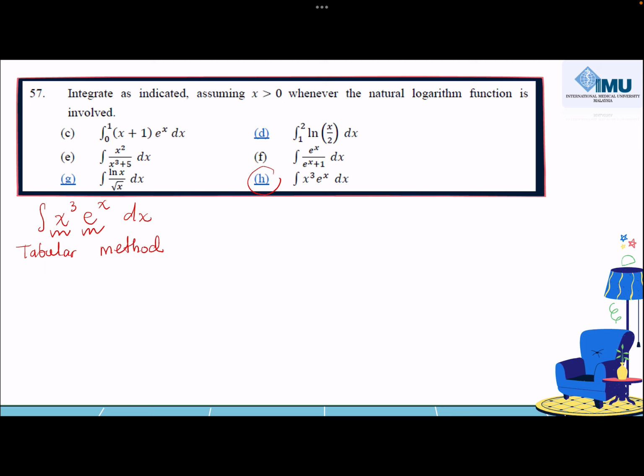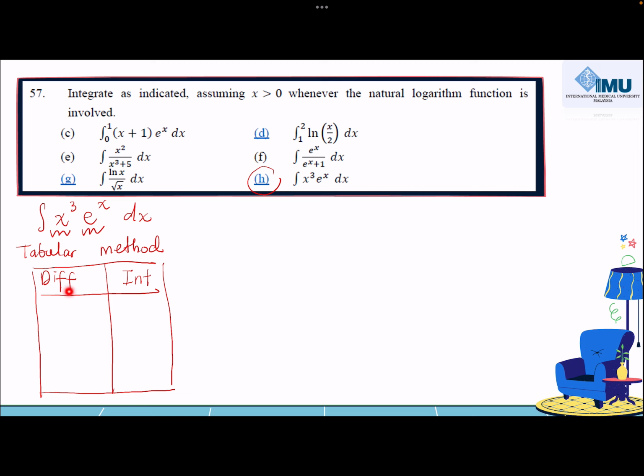Try to create a table. The first column will be the differentiation column. The second one will be the integration column. Now, how does it work? It's very simple and very fast in terms of getting the solution.